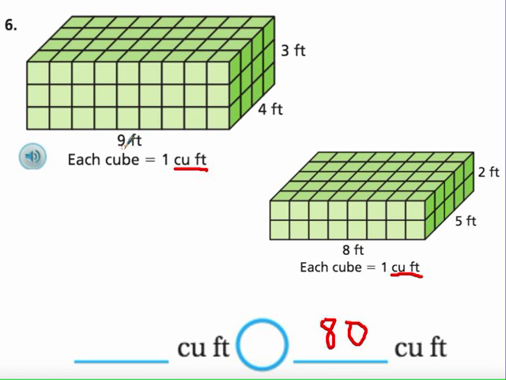This one over here, we have 3 times 4 is 12. And then 12 times 9 is 108. So that one has a volume that's quite a bit bigger than the other one. Okay, so 108 cubic feet is much bigger than 80 cubic feet. So that means there's 28 more of these boxes in here than in this one, right? Okay, so that's how you figure out volume of a rectangular prism.